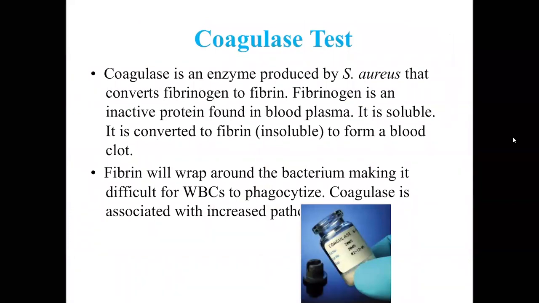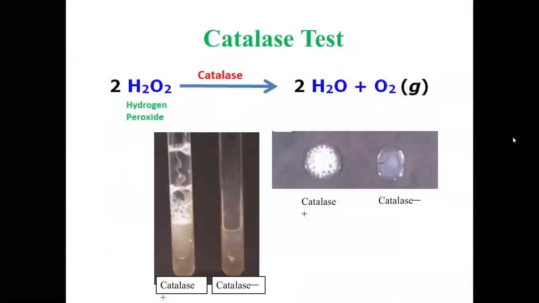The coagulase test. Coagulase is an enzyme that Staph aureus produces, and what it does is it takes fibrinogen and turns it into fibrin. Fibrinogen is found in blood plasma. It can dissolve, so it's soluble. It gets converted to fibrin when we need to make a blood clot. So we have a way to add fibrinogen to the colony.